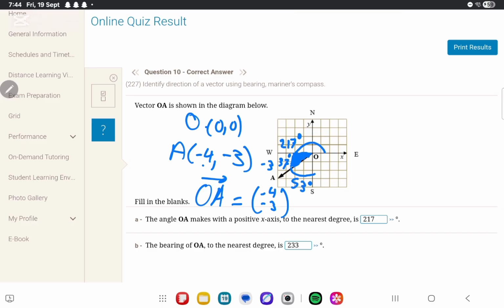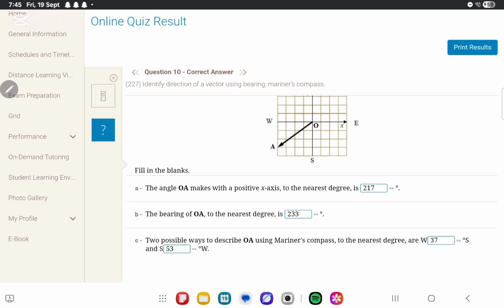Why am I finding this? Because they want the bearing. The bearing starts off from the positive y-axis and goes in the clockwise direction. So they want to find the bearing of OA. I start from the positive y-axis and stop at the vector OA. The angle between two quadrants is 90 degrees, then 90, 180, and then 180 plus 53 will allow me to reach my vector. So 180 plus 53 is 233 degrees, and that's my answer. And again, how did I get it? I split this up into two parts. This is 180, this is 53, and I reached my vector.